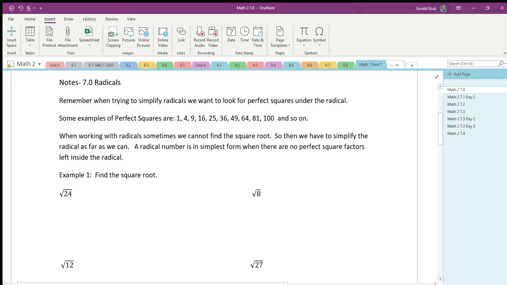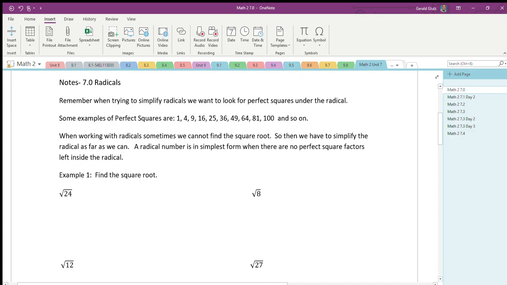When we're trying to simplify radicals, we want to look for perfect squares. By perfect square, I mean a number that equals two numbers multiplied times each other. Like 1 is 1 times 1, 4 is 2 times 2, 9 is 3 times 3, 16 is 4 times 4, and so on. If any of these numbers are under a radical, then I know it'll simplify to equal a whole number. You can read this, but it's mainly just reviewing.